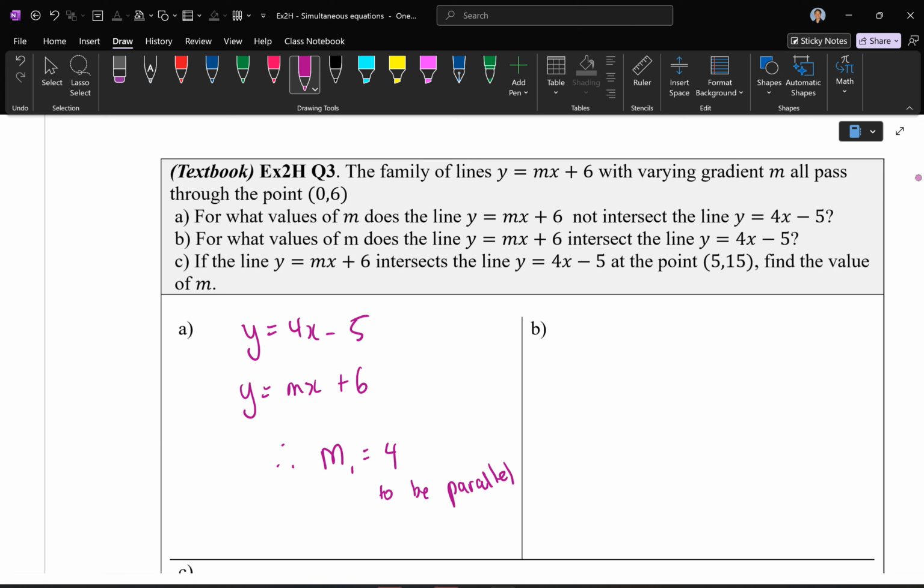Okay, you can try B as well. B is the same thing. For what values of M do the lines intersect? So if you want it to intersect, how do you write the answer for this one? If you want this line to intersect with that line, what should it be?